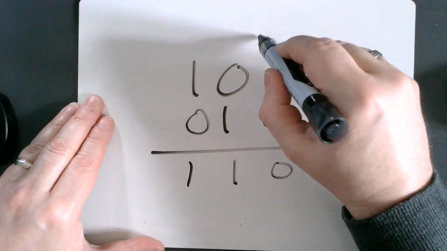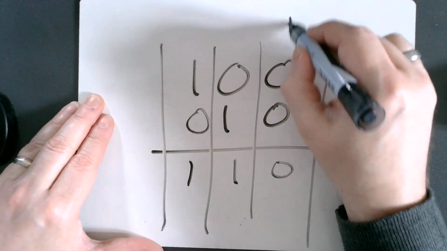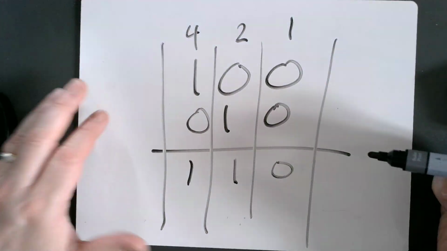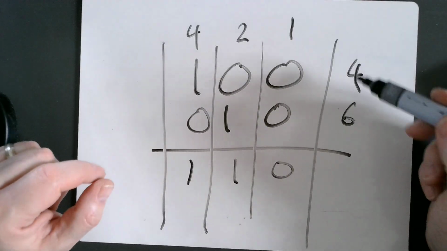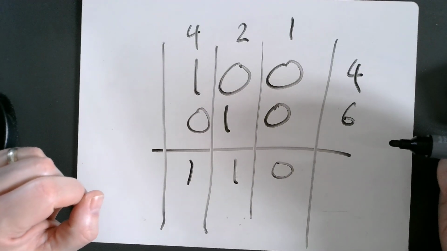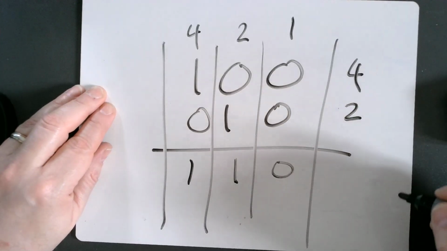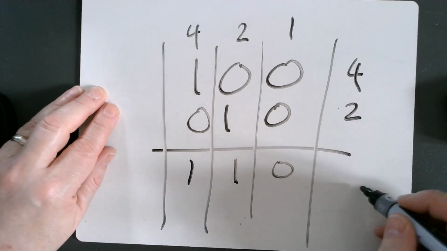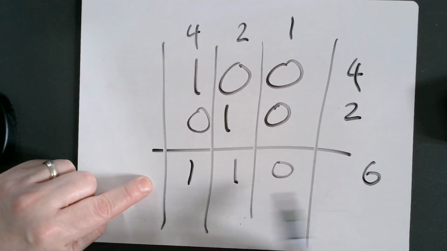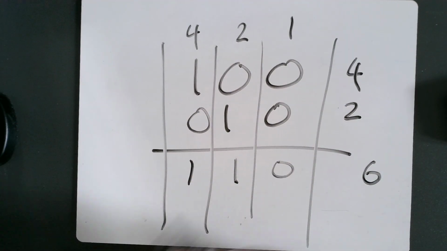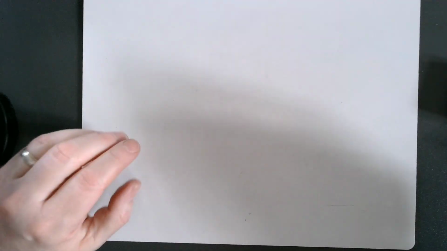Now if we want to check that, we can do our place values and work out what the denary equivalent would be. So 1, 2, 4. So our top number is 4, our bottom number is 2. So we are adding together 4 plus 2, which gives us 6. So if we have a look at this, we've got 1 4, 1 2, that gives us 6. So we know now that that has actually worked. I'll do it again, but without a mistake.